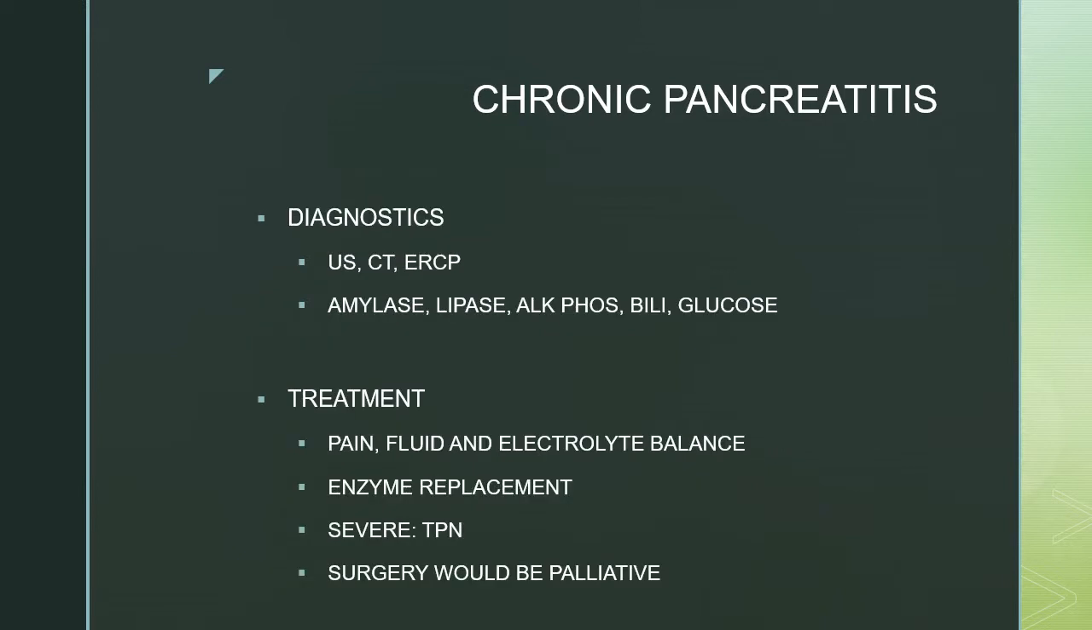Chronic pancreatitis can be diagnosed via ultrasound, CAT scan, or ERCP. Monitor the amylase, the lipase, alkaline phosphatase, bilirubin, and glucose. Treatment should focus on pain management and fluid and electrolyte balance. Replace pancreatic enzymes if the patient's eating, and if they're NPO, then PPN or TPN to maintain nutrition. Surgery would not be curative, it would be palliative.